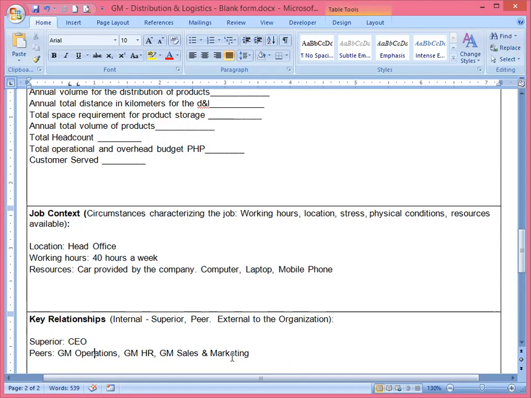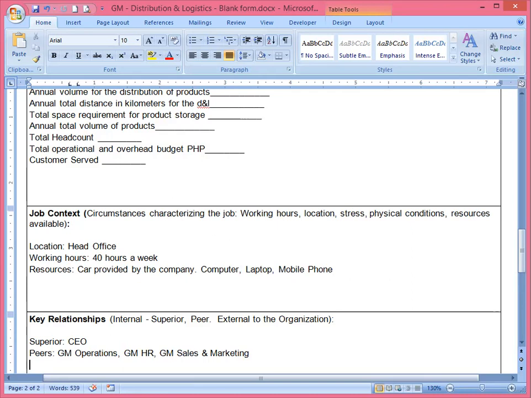But from depot to customers like supermarkets, hotels, public markets, that is already the responsibility of the sales and marketing division. Okay, so that is the general setup of some manufacturing companies, or FMCG, fast moving consumer goods type of companies.